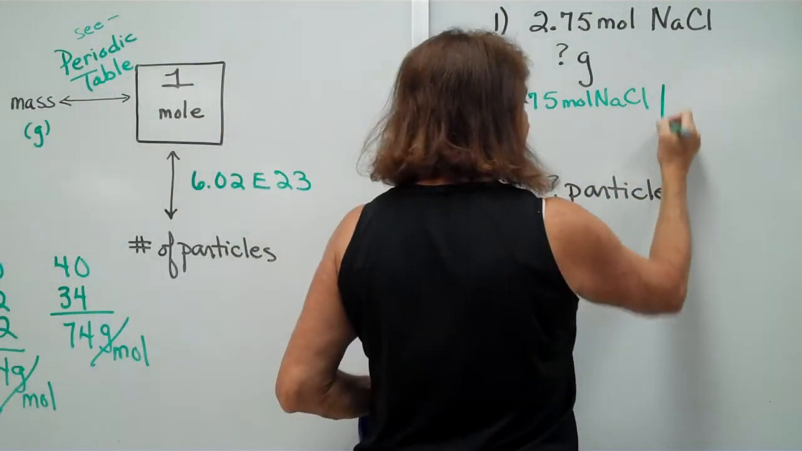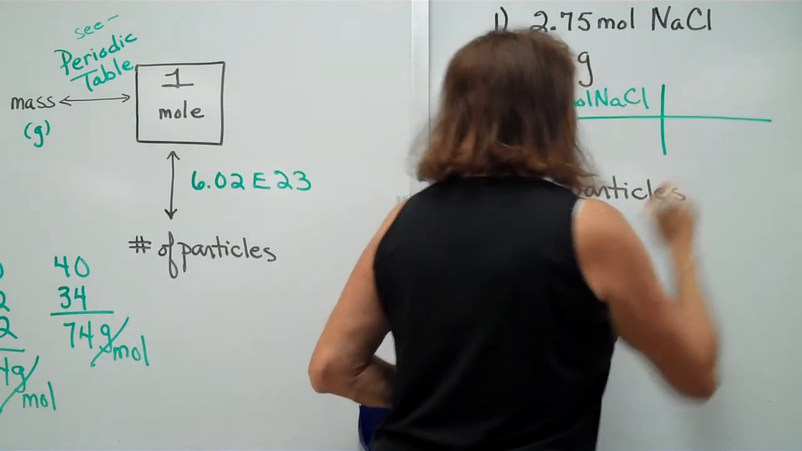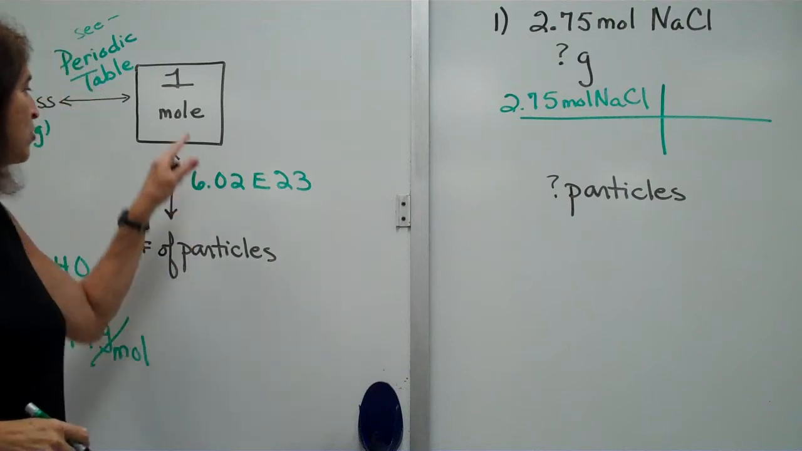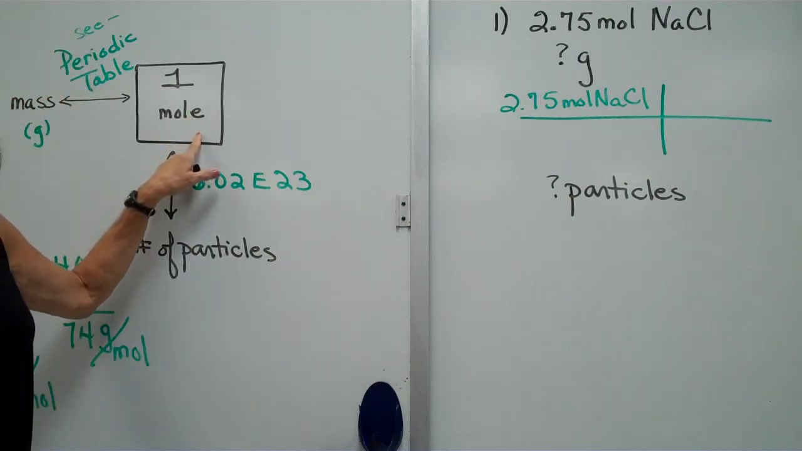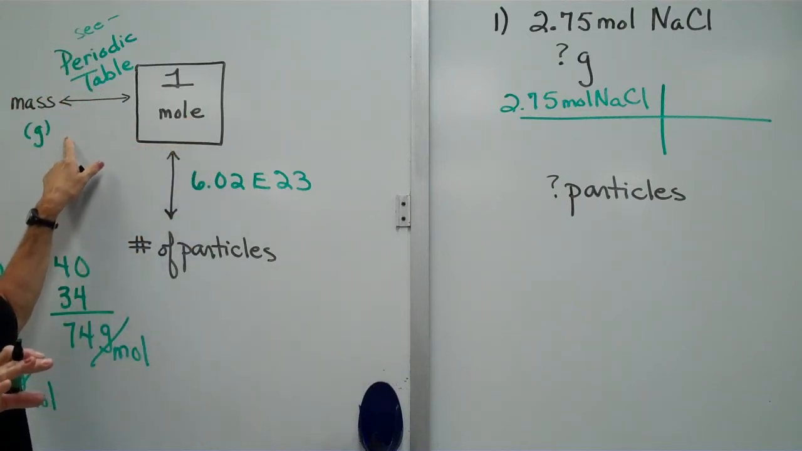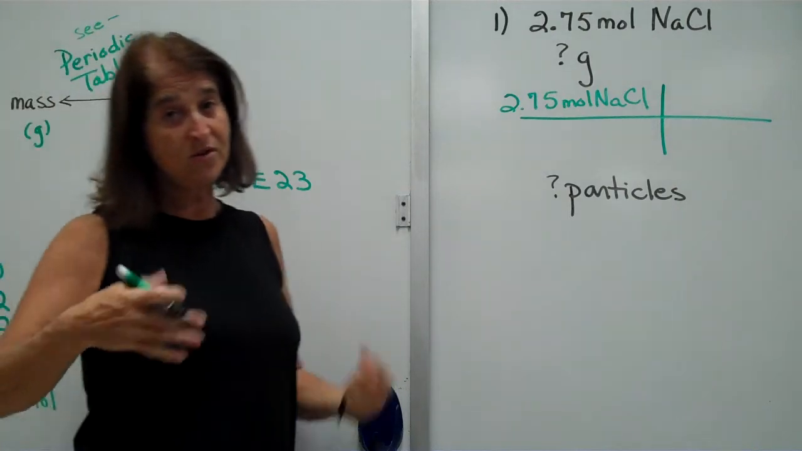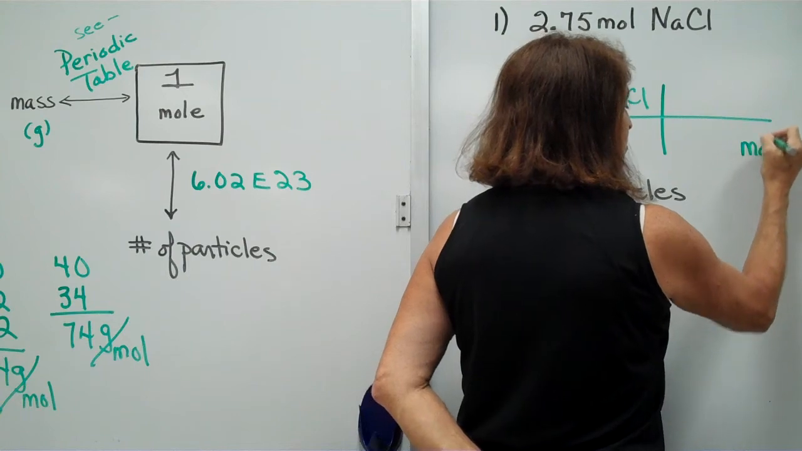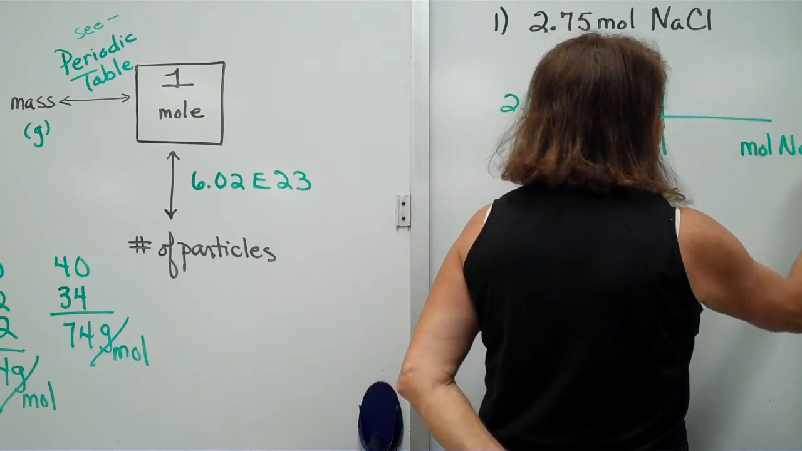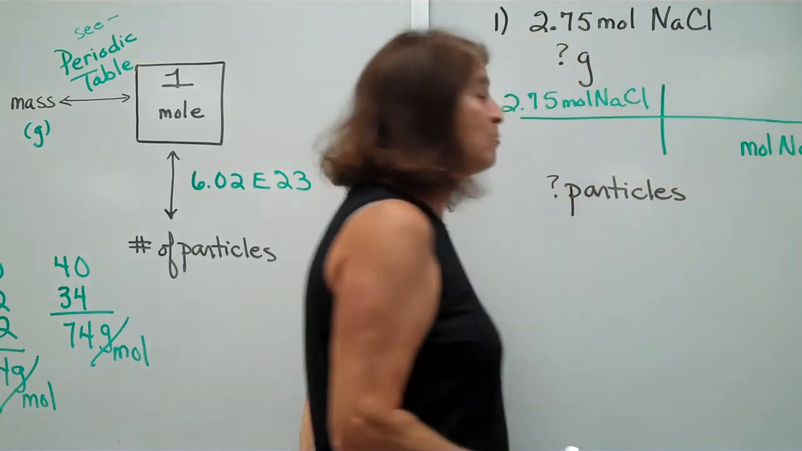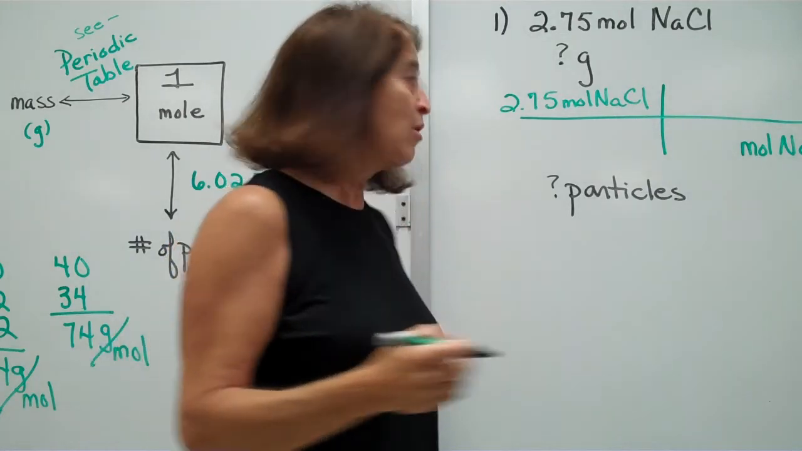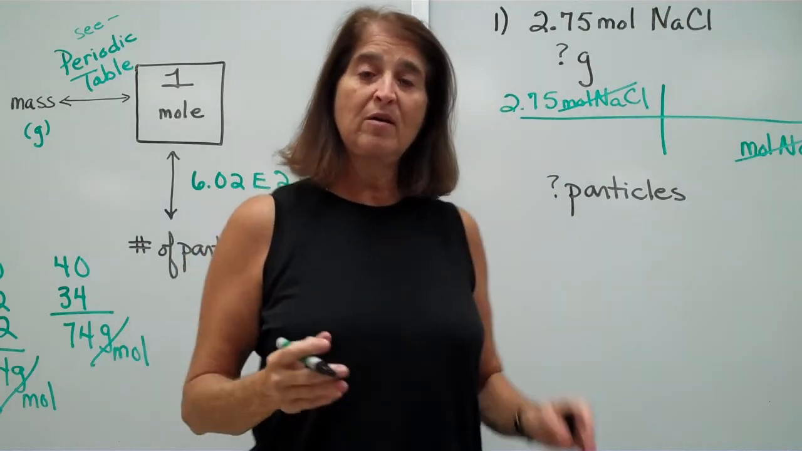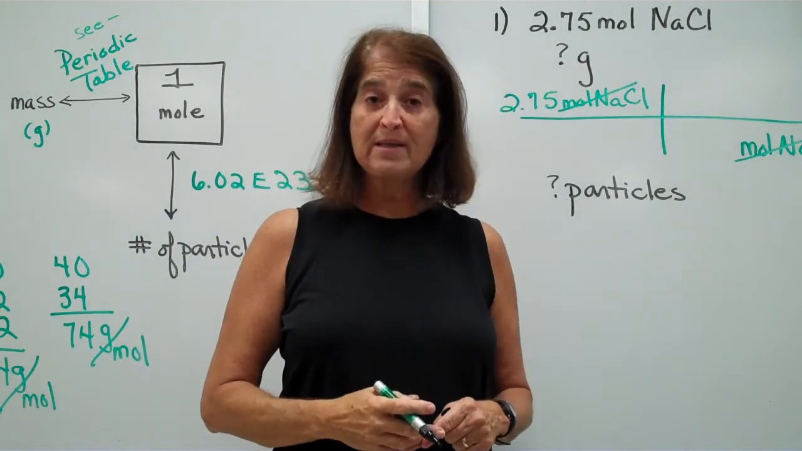So I'm going to set this up as a one-step problem. Now, do I want to be in moles? I do not. I want to be in grams. I want moles to disappear, to go away. So I'm going to get rid of moles of sodium chloride by putting it on the bottom. This is the important part. Dimensional analysis, or factor labeling, works because your units can cancel.